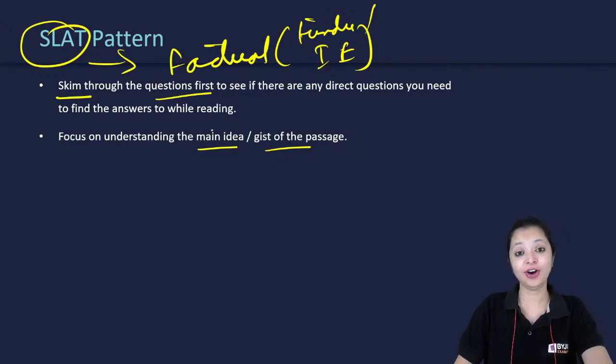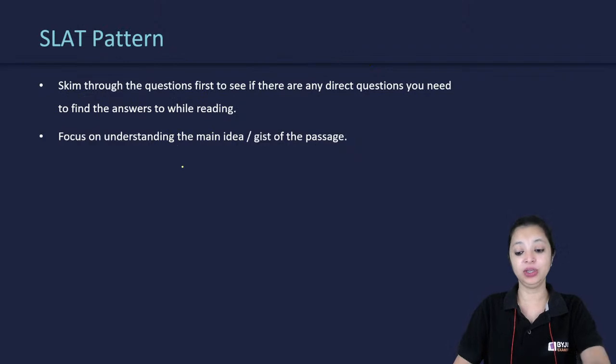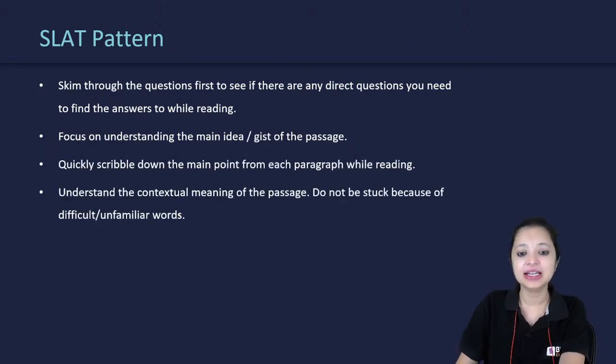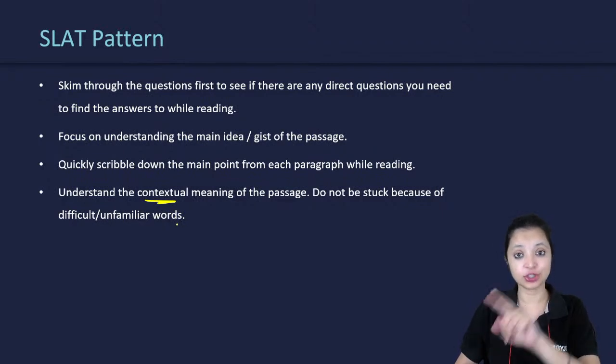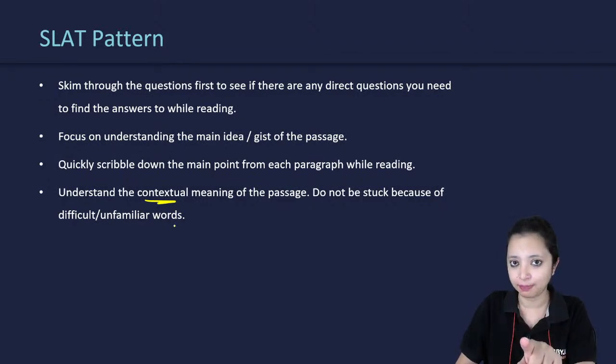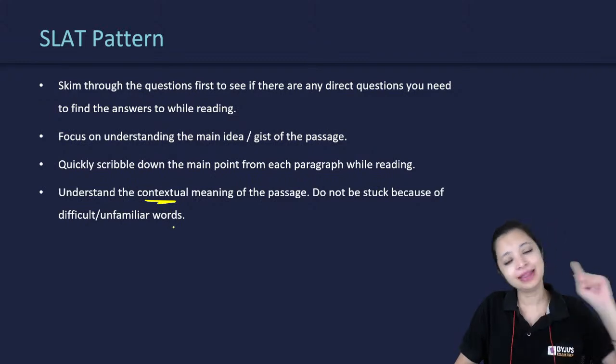Okay, so what did we learn? We learned that we need to look at the questions first. We need to focus on the main idea always, and SLAT might give us contextual vocabulary questions. There are some questions that come up in it. Always remember the meaning has to be marked according to the sentence. So when you look at the questions first, you know what word you're supposed to find in the passage. Read the questions and then read the passage.